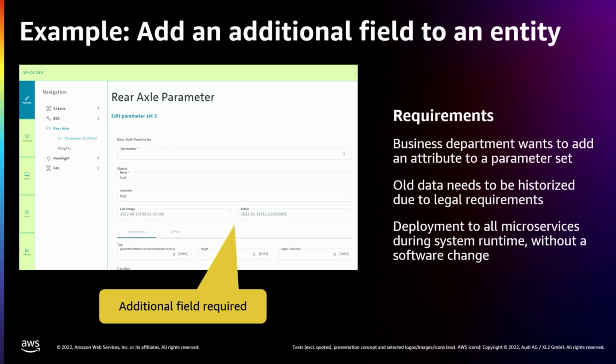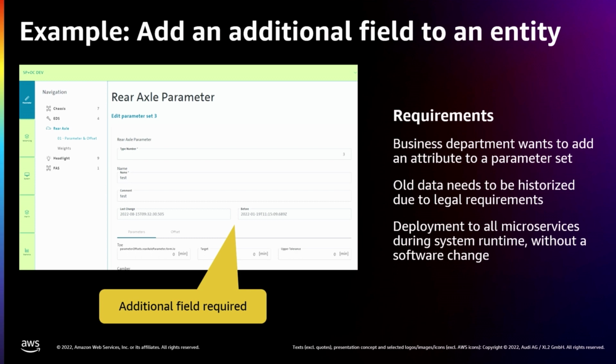So from our parameter service, this is the UI, and we have just a new field here, and for one setting we have an additional attribute that should be integrated. So it sounds very simple. Change your database schema, add it in the UI as a field. Not much difficult. But the business department said, we need to version the data model because the old data needs to be historized due to legal requirements, and it is not allowed that it is changed.